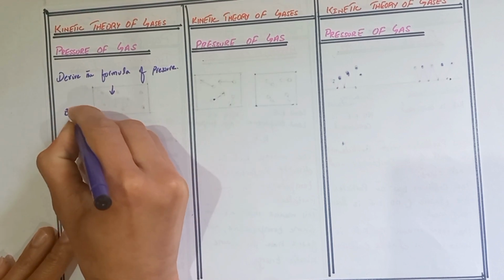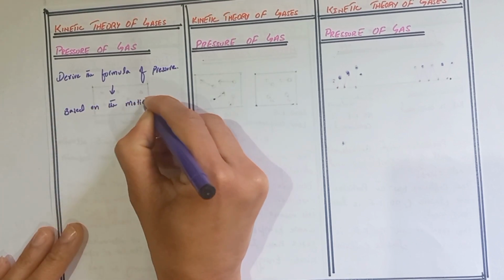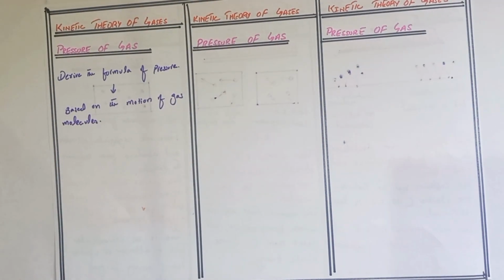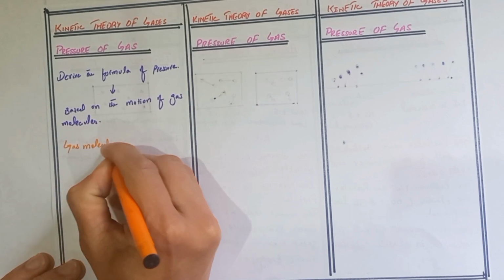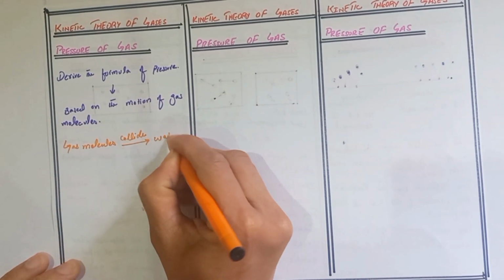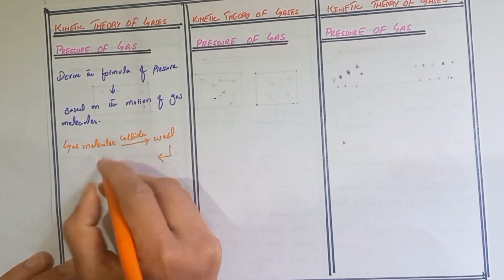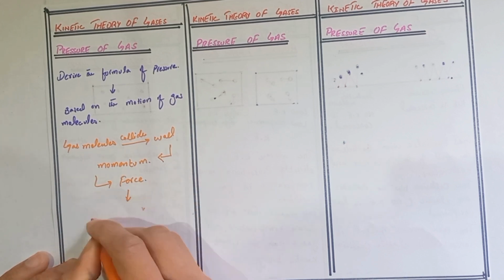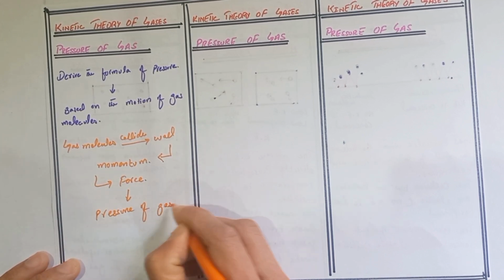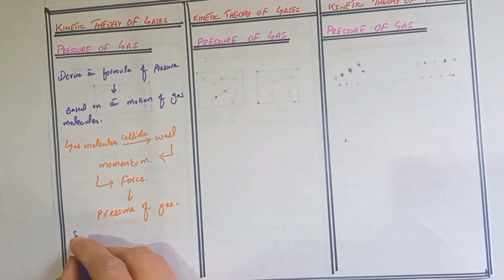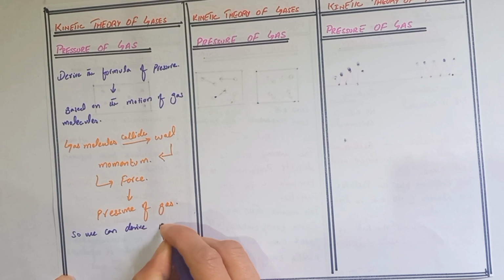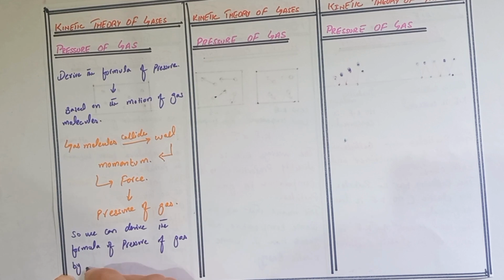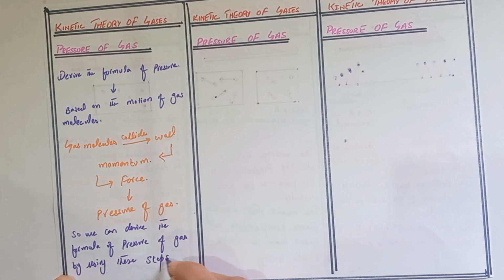based on the motion of gas molecules. When these gas molecules collide with the wall of the container, they exert momentum. From momentum, we can calculate the force. From force, we can calculate the pressure of gas. So, we can derive the formula of pressure of gas by using these steps.